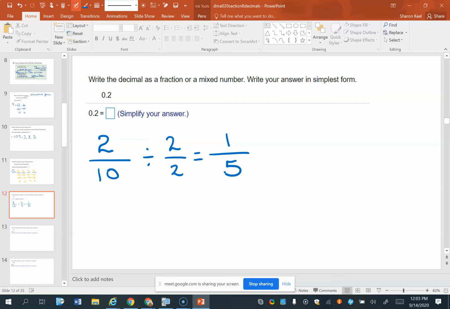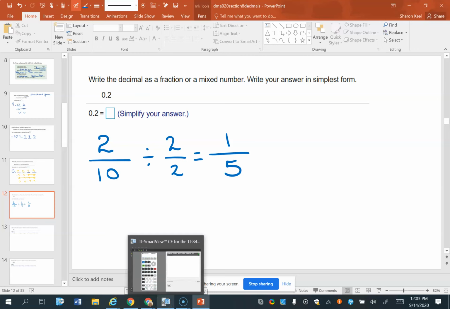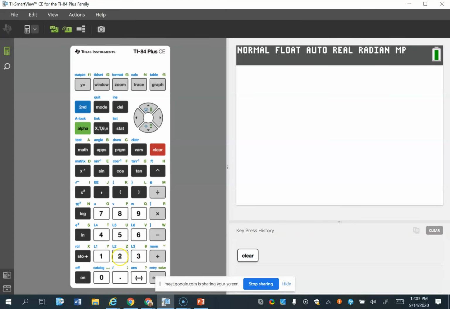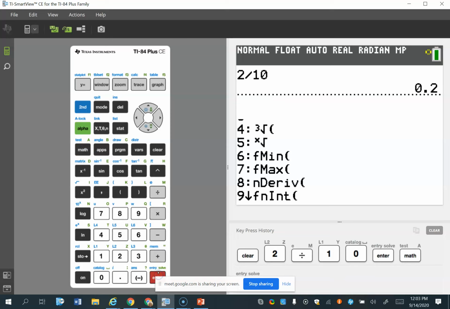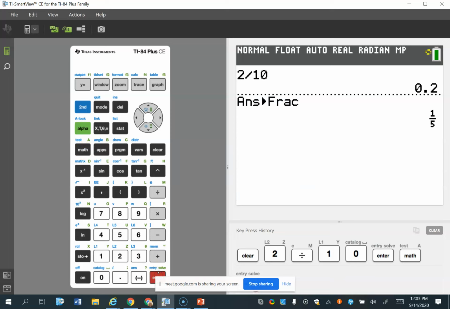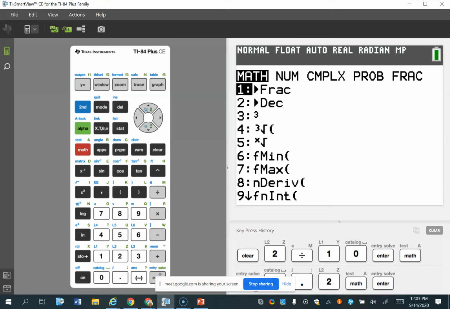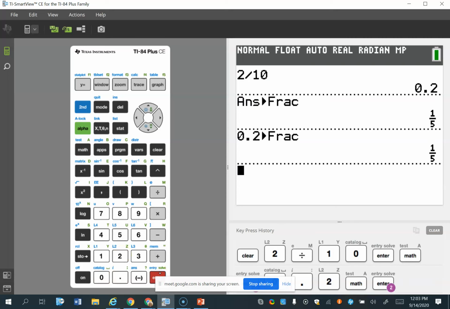If you would like to use your calculator as you're simplifying, you could type in your 2 tenths. As you see, that is the 0.2. And when you press math and enter 2 times, that's going to simplify it to fraction form. Or you can start from the beginning with 0.2 and then math, enter, enter. And that will convert your decimal to a fraction, and it'll already be in reduced form.